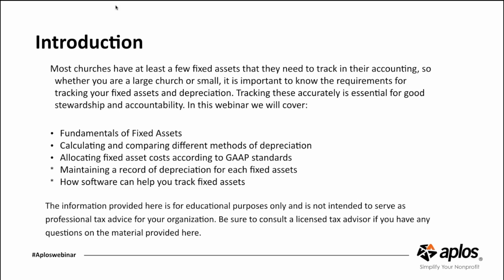So not just your bank accounts, but your investments, your savings, your accounts receivable, your pledges, as well as these things called fixed assets. A fixed asset essentially is, we're going to cover this in a minute, a tangible item most of the time that brings some sort of value to your organization, but that's not cash. So today we're going to take a look at what is a fixed asset, what are the fundamentals of a fixed asset, how do you calculate and compare different methods of depreciation for those fixed assets, how do you allocate fixed asset costs according to GAAP standards? How do you maintain a record of depreciation for each fixed asset? And then how software can help you track these fixed assets.